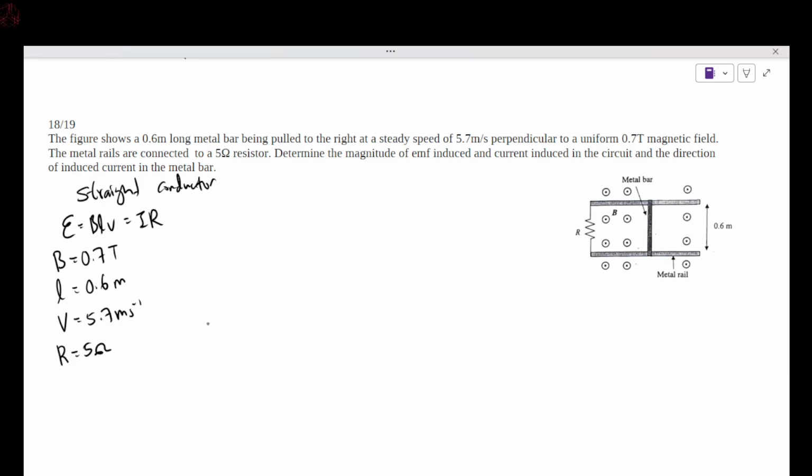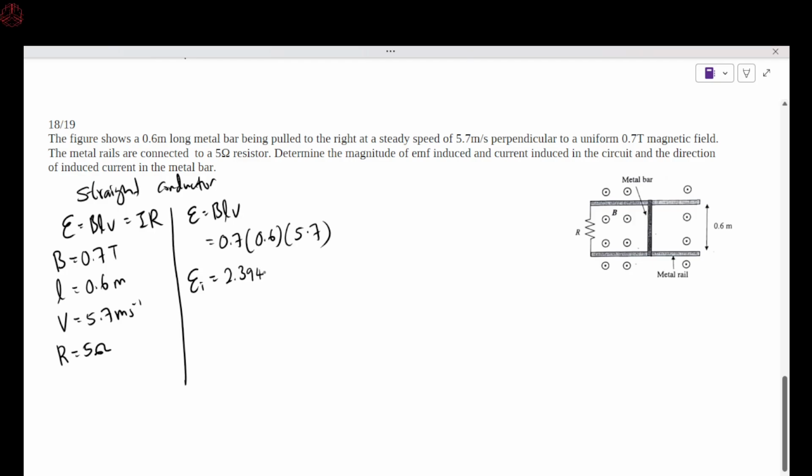If I were to find the magnitude of induced EMF, I will have to just multiply B, L and V. I will have 0.7 multiplied by 0.6 multiplied by 5.7. So my induced EMF is going to be 2.394 volts. Okay, so that's the answer for the first part, which is the magnitude of EMF induced.